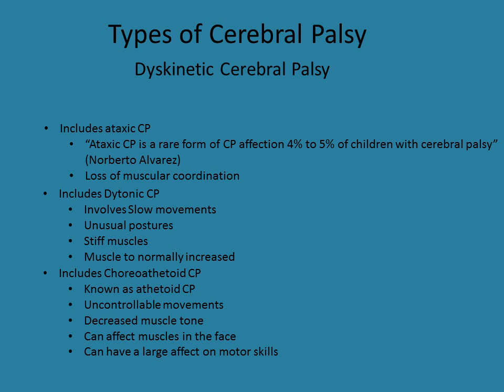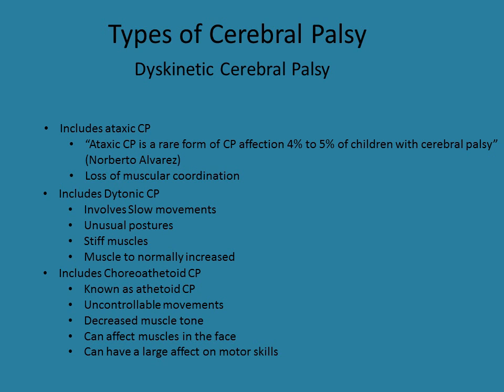The next type that dyskinetic cerebral palsy includes is dystonic CP. It involves slow movements, unusual postures that muscles won't relax for minutes or seconds, and muscle tone is normally increased.